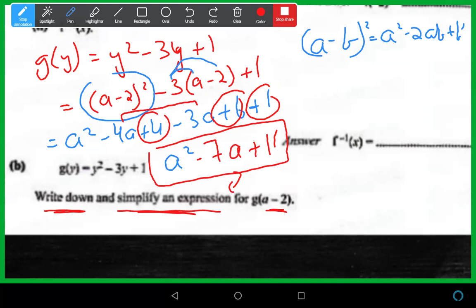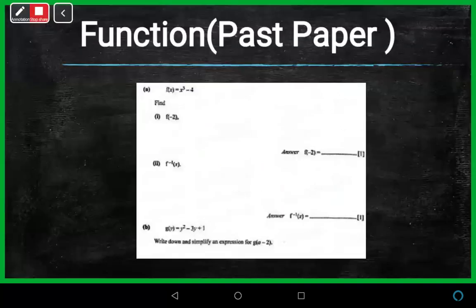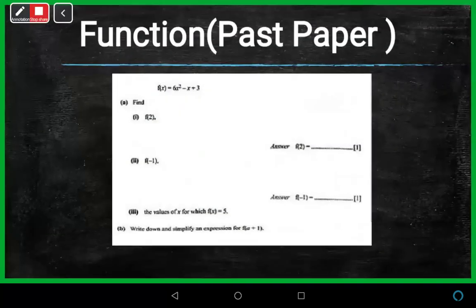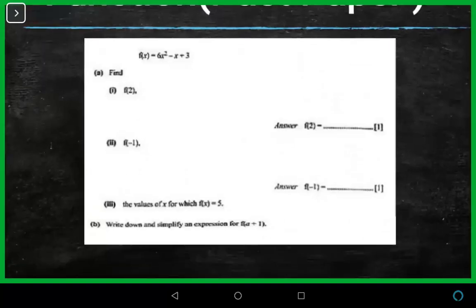So I hope you understand all these questions. These are very easy questions. Just you need to know the basics of function and the basic mathematics formulas, or you can say basic mathematics rules as well. Okay. Now, next question. Again, same types of question as this. We have to solve this one.